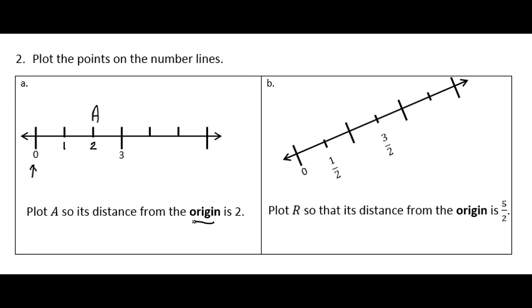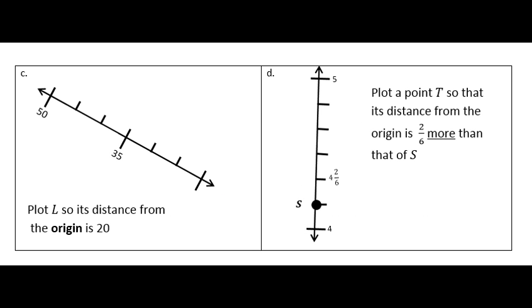For question B, it says plot R so that its distance from the origin is 5/2. And again, the 0 is the origin, and you can see that the sections have been divided into halves. So the first point is 1/2. The next point would be 2/2. Then I have 3/2. This would be 4/2. And finally, I have 5/2, and that's where I need to put the R for 5/2.